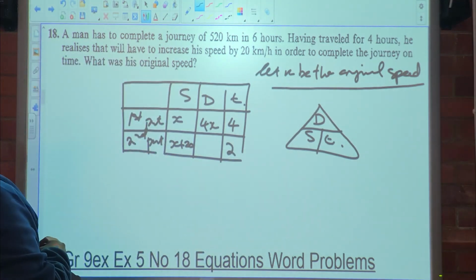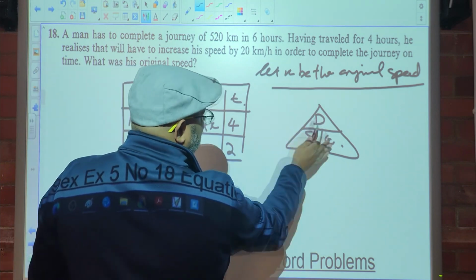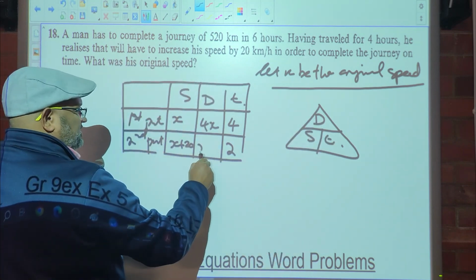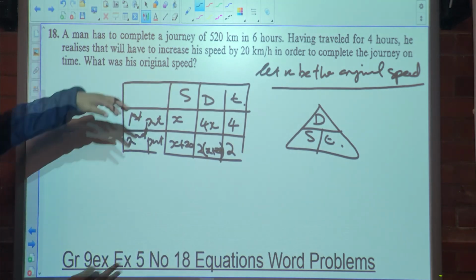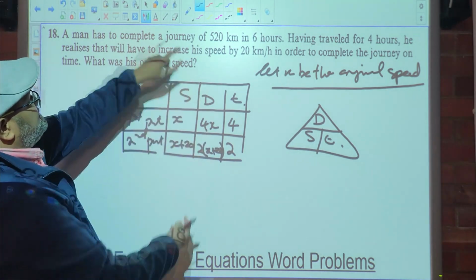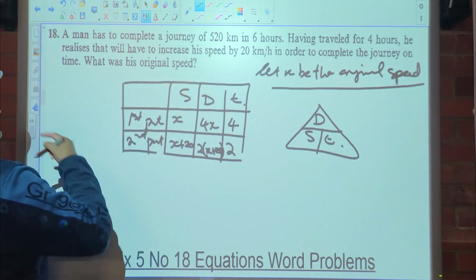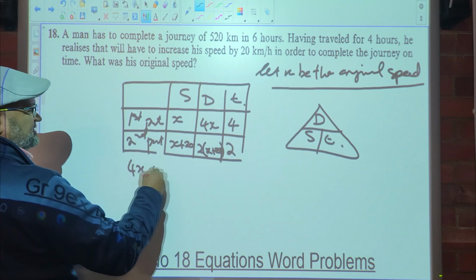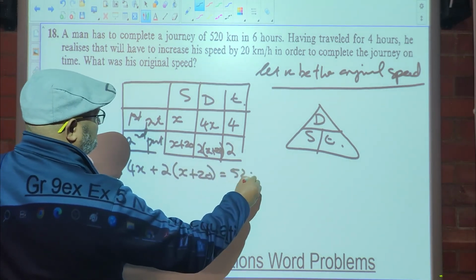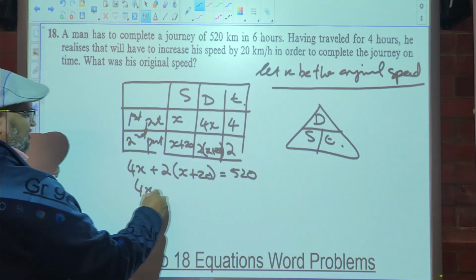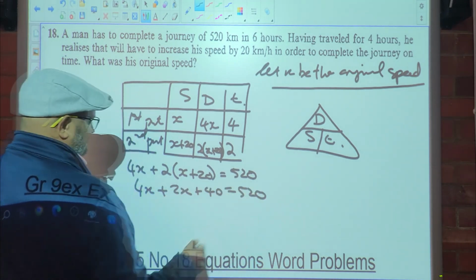Okay. So what is the distance then? The distance is going to again be speed times time. So it's going to be 2 into x plus 20. If I add the distances together, I'm going to get an answer of 520 kilometers. So I would say 4x plus 2 into x plus 20 is equal to 520. So 4x plus 2x plus 40 equals 520.